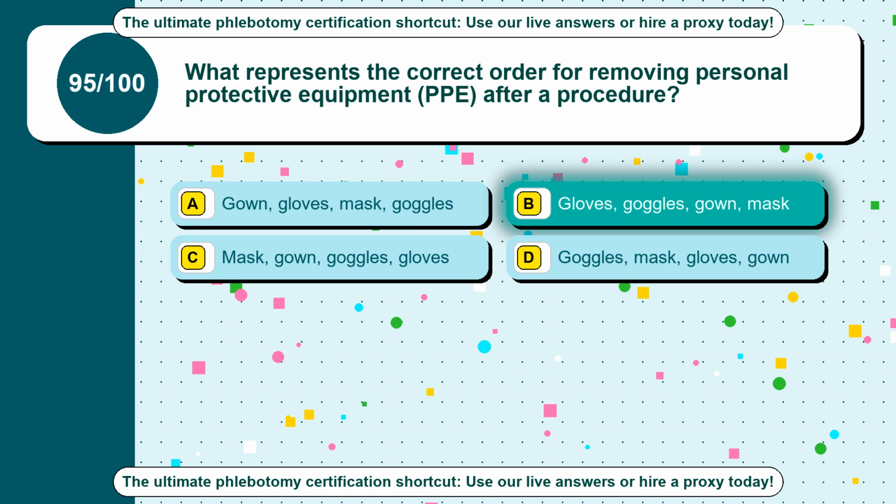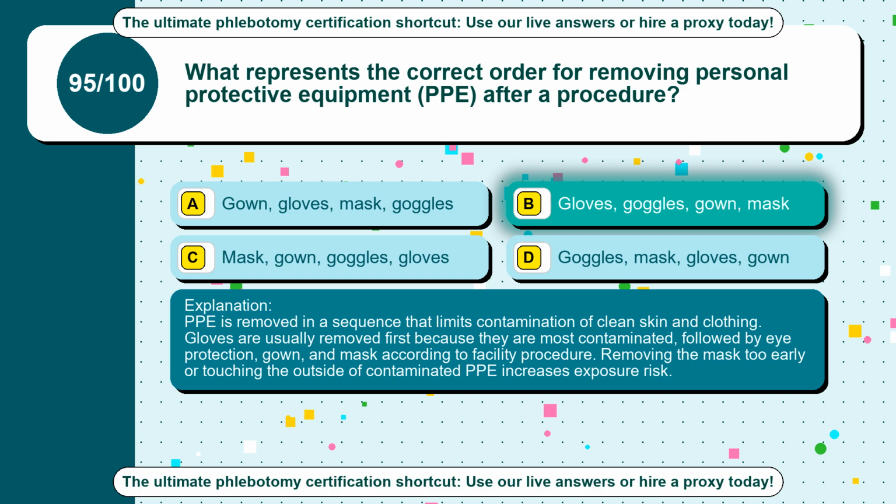Gloves, goggles, gown, mask. PPE is removed in a sequence that limits contamination of clean skin and clothing. Gloves are usually removed first because they are most contaminated, followed by eye protection, gown, and mask according to facility procedure. Removing the mask too early or touching the outside of contaminated PPE increases exposure risk.